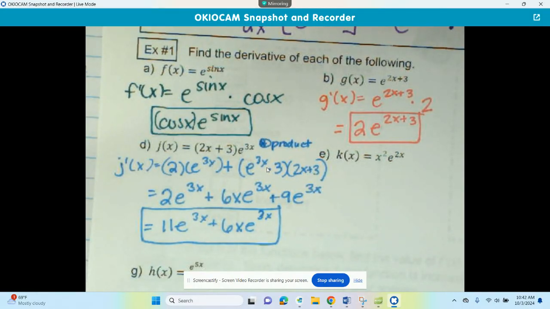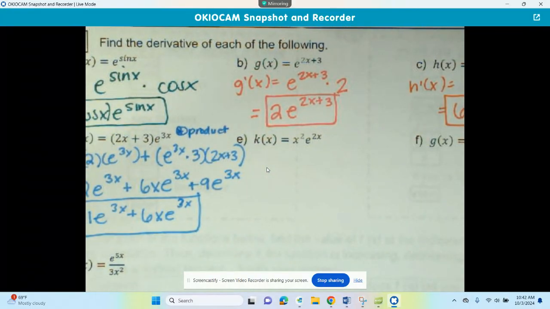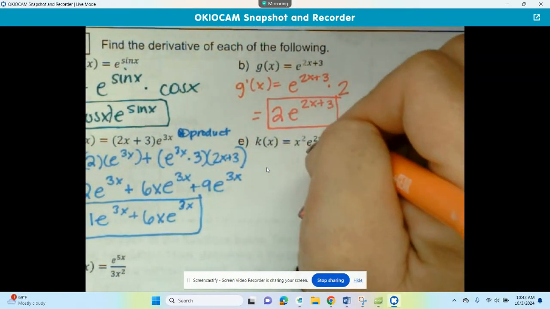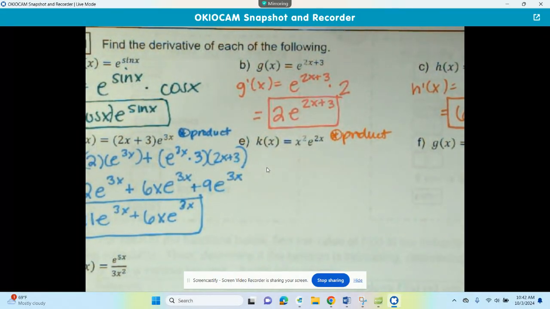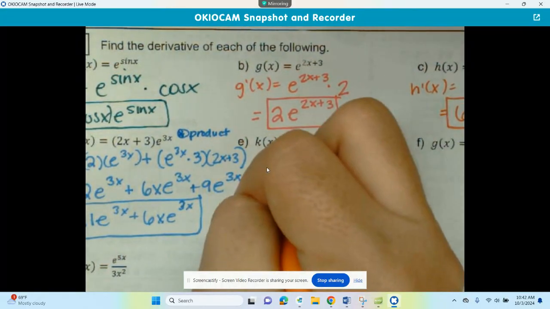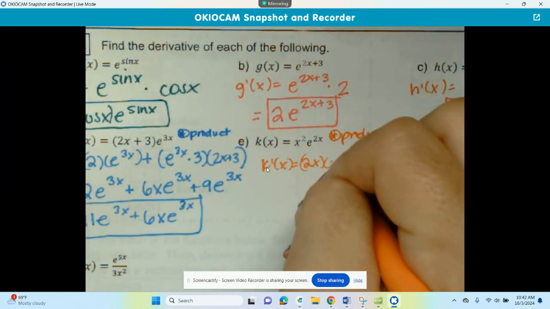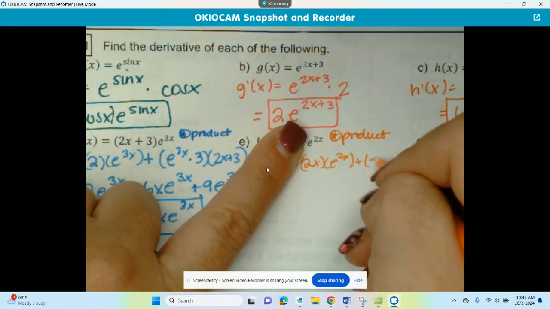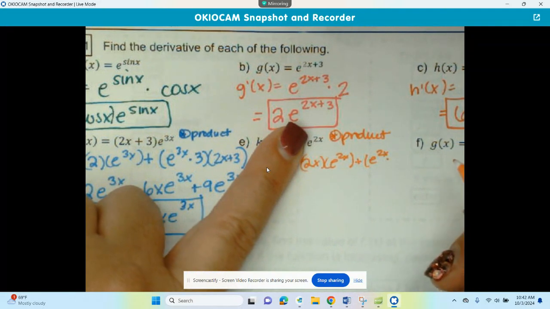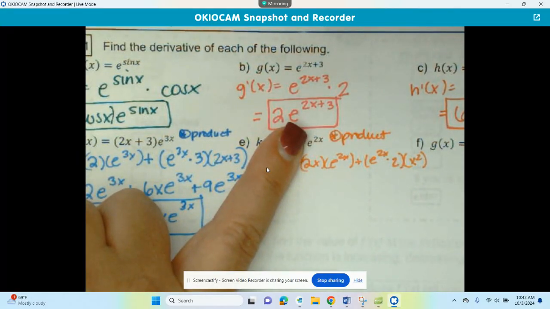All right. Okay, letter E. Product rule again, right? So derivative of the first, 2x times the second is just e to the 2x plus, the derivative of the second this time is going to be e to the 2x times 2. You with me, Ashton? You with me?